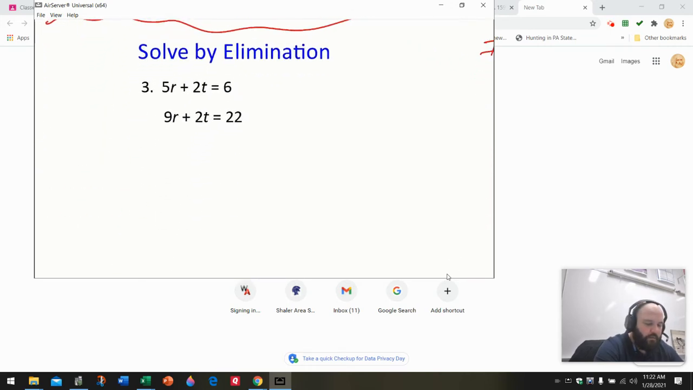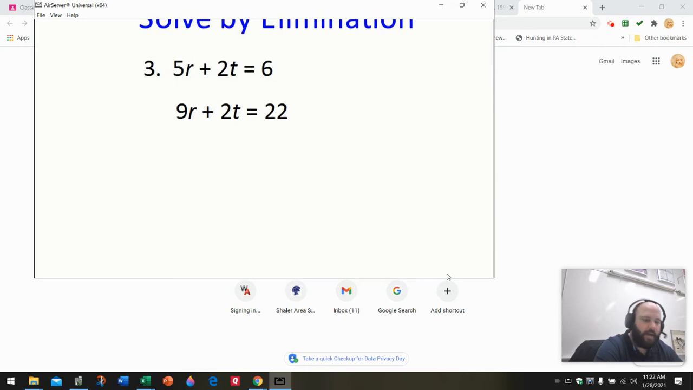So what we can do is if we have a problem like this where we do have the same number, 2, but the signs are the same, rather than adding those two equations up, we are going to subtract the two equations. So I'm going to go ahead and put a minus sign like this and draw my line. But you have to remember that each term gets subtracted. So in the first part, you can see I have 5 minus 9, which gives me -4r. Okay, the second one, we have 2t and then minus 2t, which is 0.